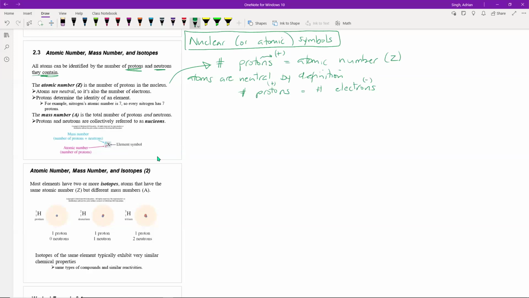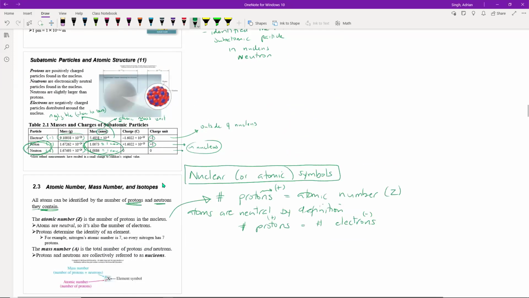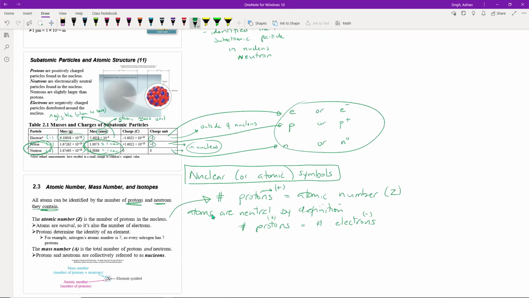And by the way, I forgot to mention this in the earlier table, electrons are often abbreviated e, or e with a negative superscript. Protons are often abbreviated p, small p, or p with a positive superscript. And then neutrons are often abbreviated n, small n, or small n with a 0 superscript. Okay, so these are common notations for protons, neutrons, electrons.